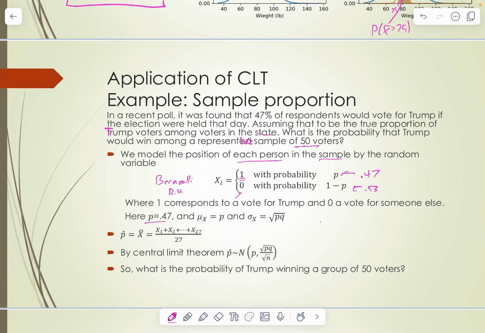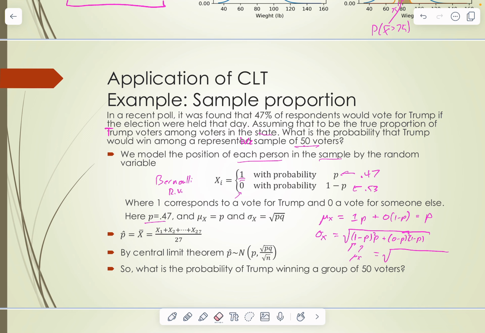We can compute the mean using our knowledge of random variables. That's going to be 1 times the probability of it being 1 plus 0 times the probability of it being 0. And so that just comes out to p. We can do the same thing with the standard deviation. The standard deviation of that is going to be the square root of the value minus the mean, times the probability of 1, plus 0 minus p times the probability of it being 0, which is 1 minus p. And don't forget, we need to square both of those.